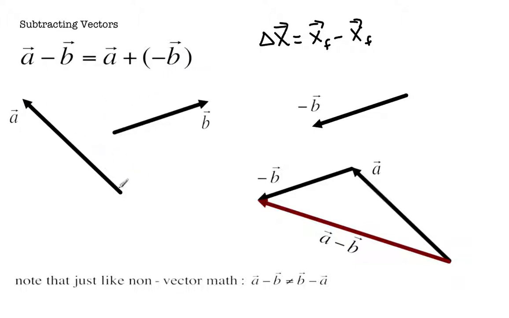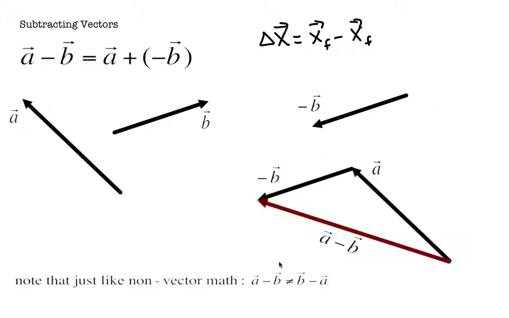So here's vector A. Here's vector B. Let's first find negative b. So it's this arrow, but pointing in the exact opposite direction. So then A plus negative b, that's tip-to-tailed in this picture. And the red arrow represents the quantity A minus b. So the red arrow is what happens when you subtract vector b from vector A.